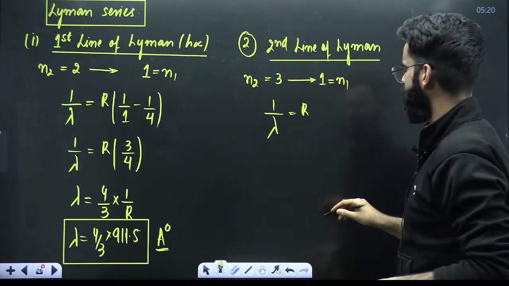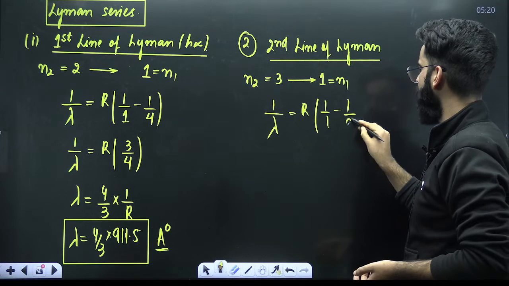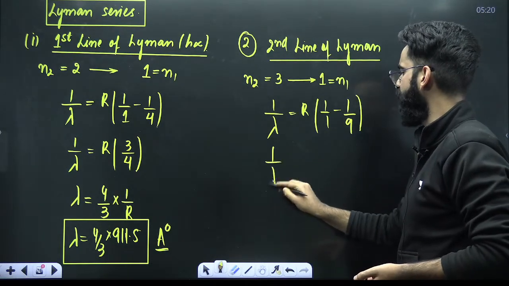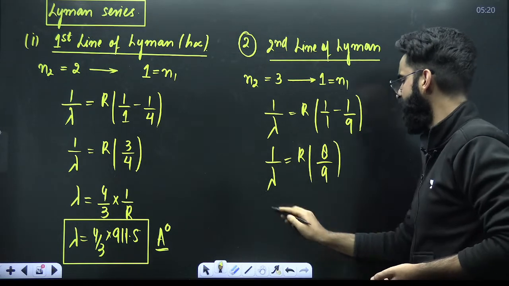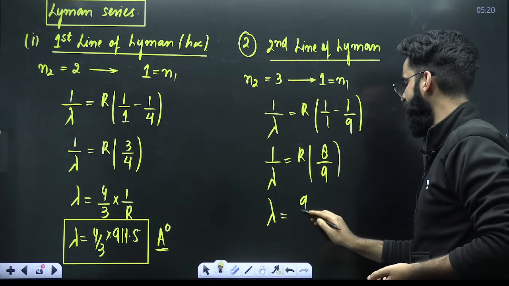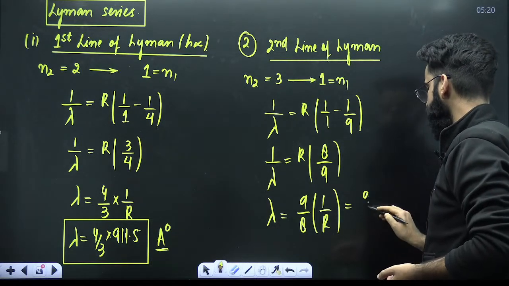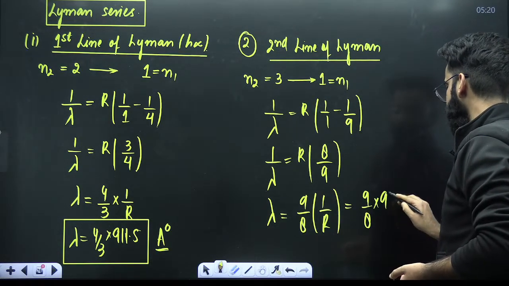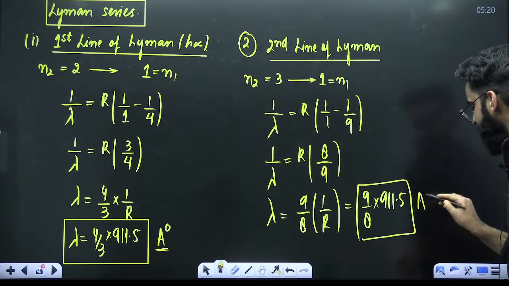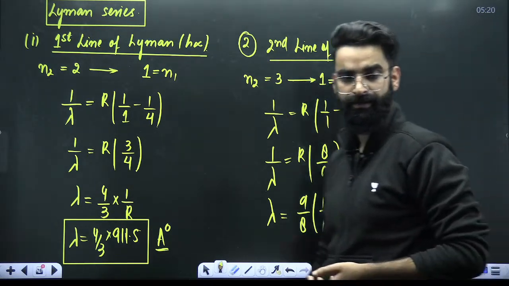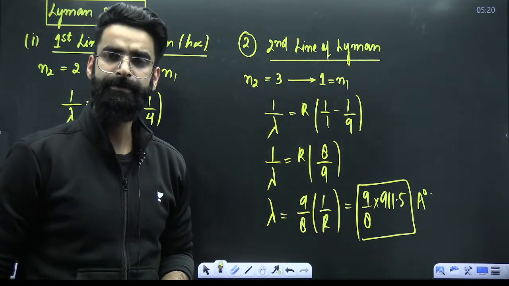1 by lambda is equal to R Z square, Z is 1, into 1 upon n1 square minus 1 upon n2 square. So this is going to be simply 1 divided by lambda is equal to R into 8 divided by 9, right? Take the reciprocal. So lambda has to be 9 divided by 8 multiplied by 1 by R. And my dear students, the 1 by R value is 911.5 angstroms. Just solve it, get the answer exactly in angstroms. I believe it's clear.